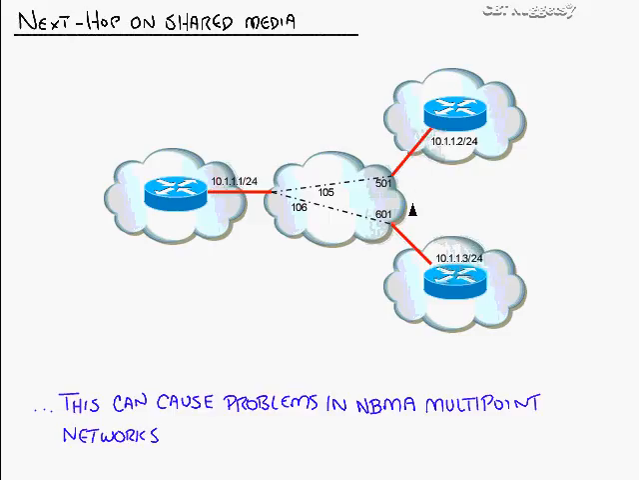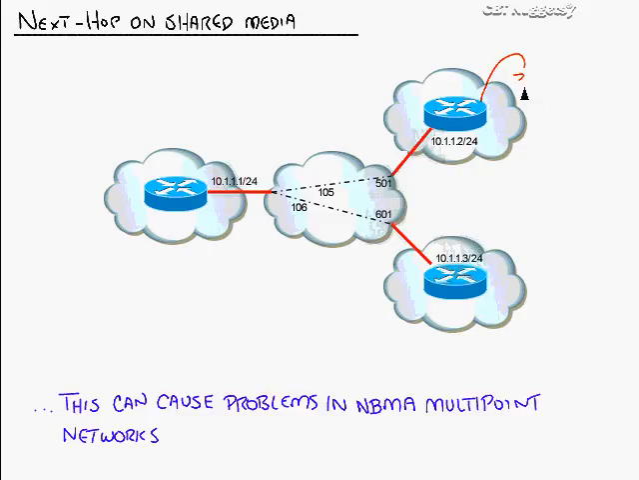Look at our network. It's a multi-point network. You see the IP addresses are all in the same subnet. However, all the routers are not directly connected. It looks like a single subnet Ethernet style network, but these two routers right here do not have a direct PVC connection. This router down here has to go through this router to get to this one up here.